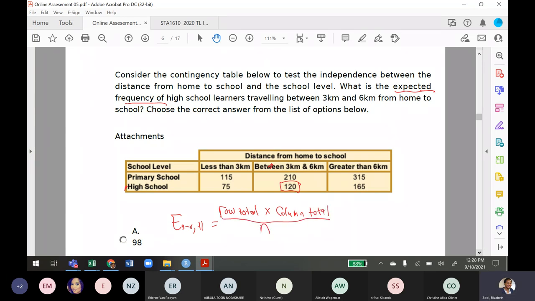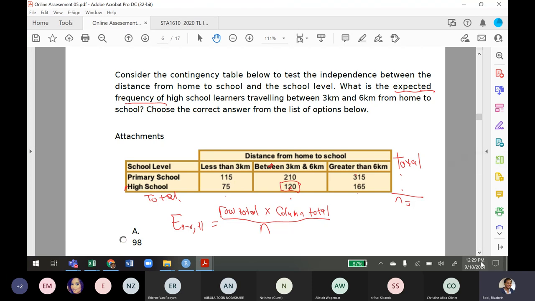divided by n. Now you don't have the totals here, so you need to calculate the totals in order to be able to get that total. So you must add all of them to get the total here, and add all of them to get the total there, and the total there. And either you add those totals or you add these totals so that you can find your n, which will be your grand total. And then we're going to use 120 divided by the grand total.